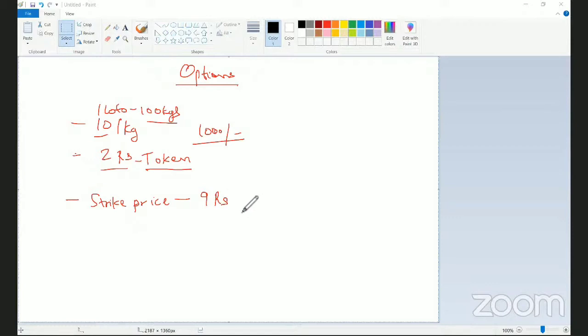Why will he enter into a 9 rupees contract with you when the current prevailing price or spot price is 10 rupees? When the prevailing spot price is 10 rupees or 10 points, why will he enter into a strike of 9? He will enter into a strike of 9 only if you give him the difference amount also right now today. So this is known as an intrinsic value.